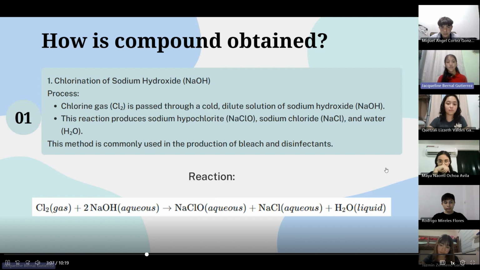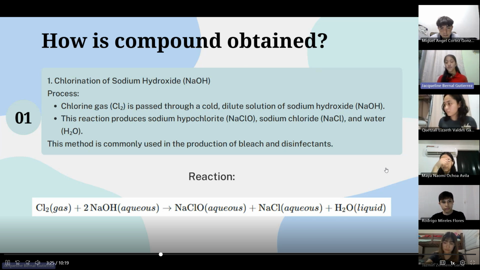How is the compound obtained? Chlorination of sodium hydroxide process. Chlorine gas is passed through a cold dilute solution of sodium hydroxide. This reaction produces sodium hypochlorite, sodium chloride, and water. This method is commonly used in the production of bleach and disinfectants. Below we have the reaction.